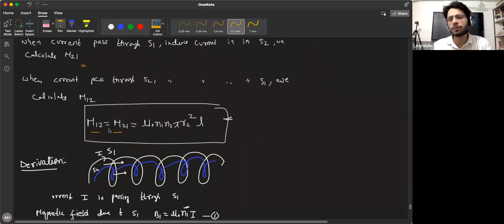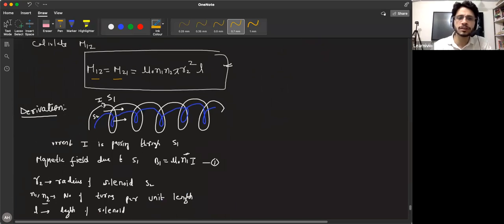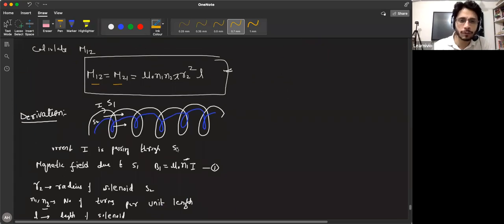So we have to calculate the mutual induction. Current is passing through the outer coil. I'm just naming some parameters. So let's rub everything up.